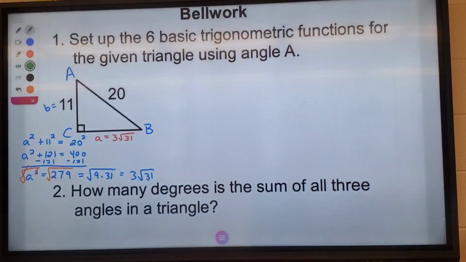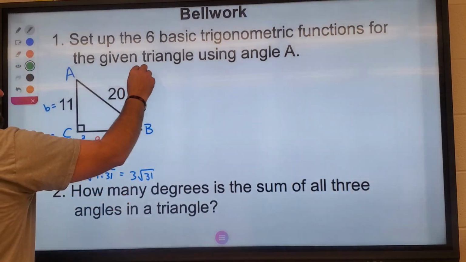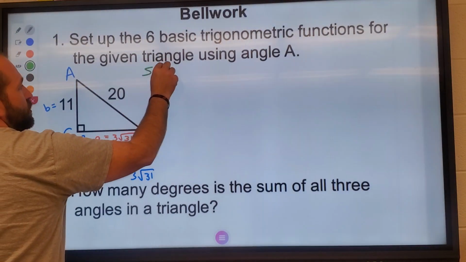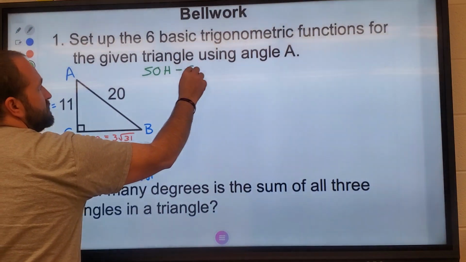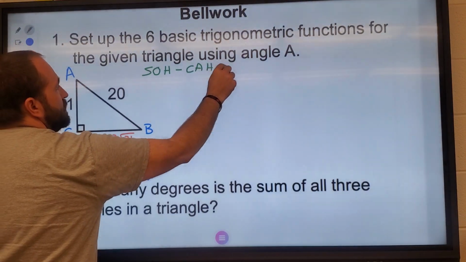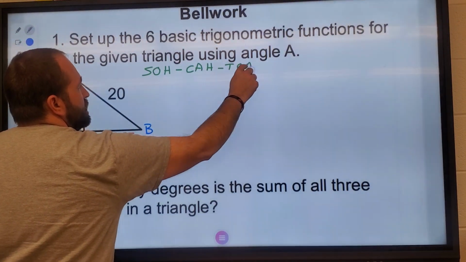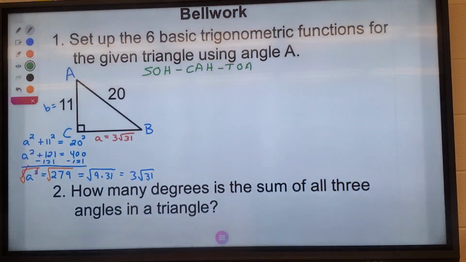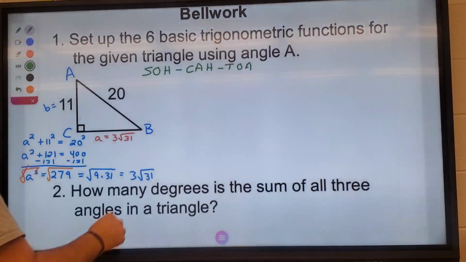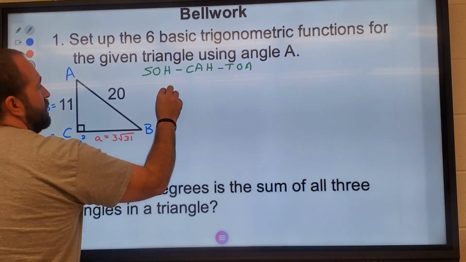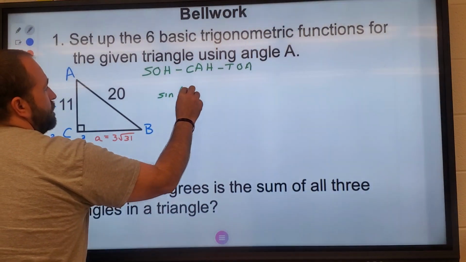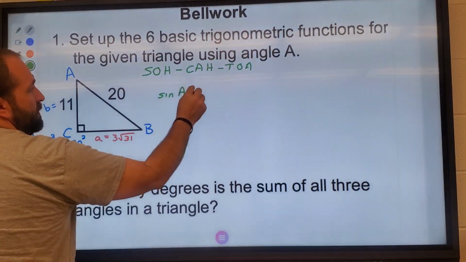From there, then you set up your 6 ratios, again starting with the original 3: sine, cosine, tangent. This is where, again, I suggest always writing SOHCAHTOA, S-O-H-C-A-H-T-O-A, because that tells you and identifies what the ratios are supposed to be for these trig functions. So sine of angle A is equal to the opposite divided by the hypotenuse.